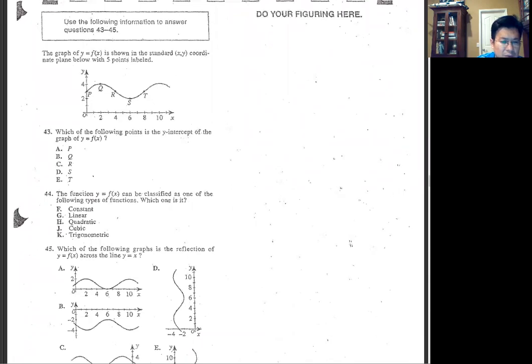43. Which of the following is the y-intercept? The y-intercept is here, which is P.